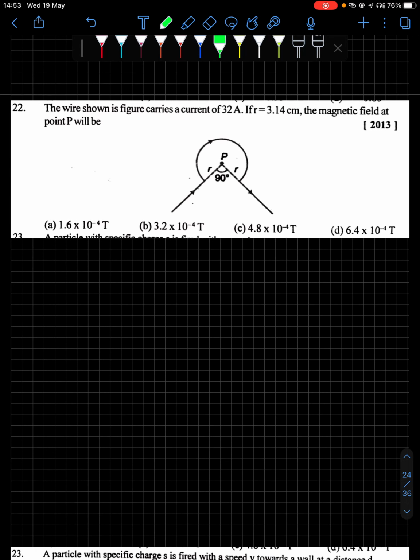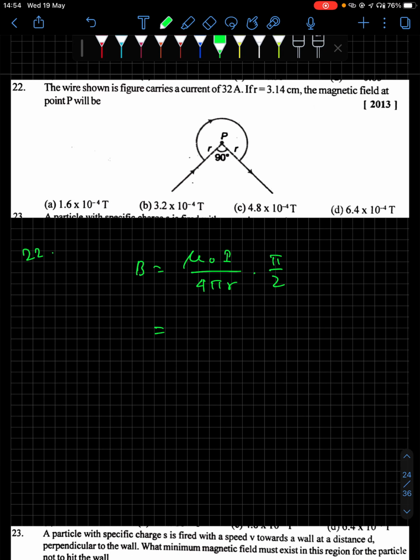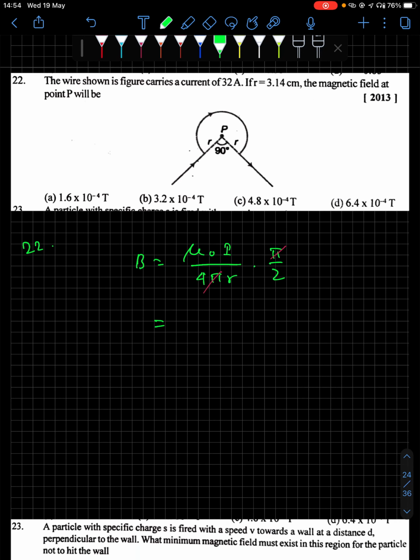We had written this relation B equals, for this kind of situation, a semicircle, mu naught I by 4 pi r into theta. So what is theta here? Theta is 90 degrees, so into pi by 2 you can put it straight away. So pi cancels, and therefore your result comes out to be mu naught by 4.